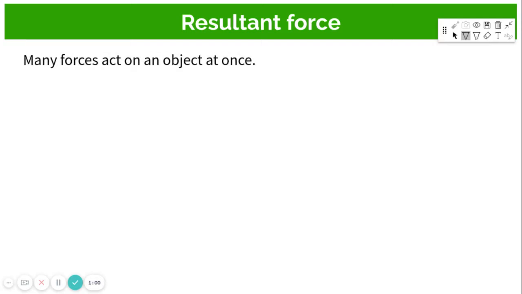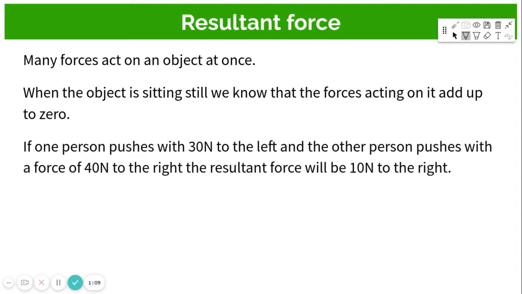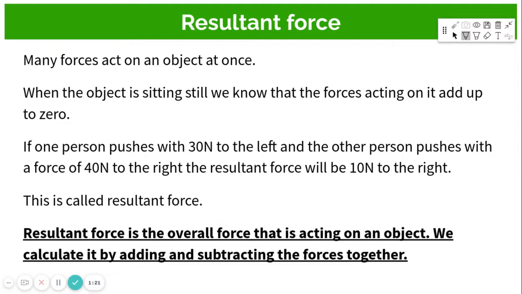Many forces act on an object at once. When the object is sitting still, we know that the forces acting on it add up to 0. If one person pushes with 30 newtons to the left and the other person pushes with 40 newtons to the right, the resultant force will be 10 newtons to the right. This is called resultant force. And the definition, which I will come back to in a moment: the resultant force is the overall force acting on an object. We calculate it by adding and subtracting the forces together.